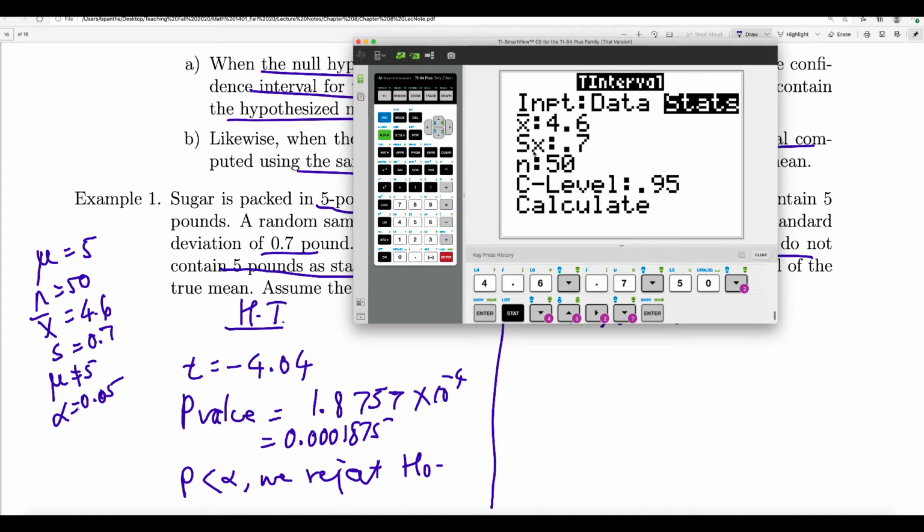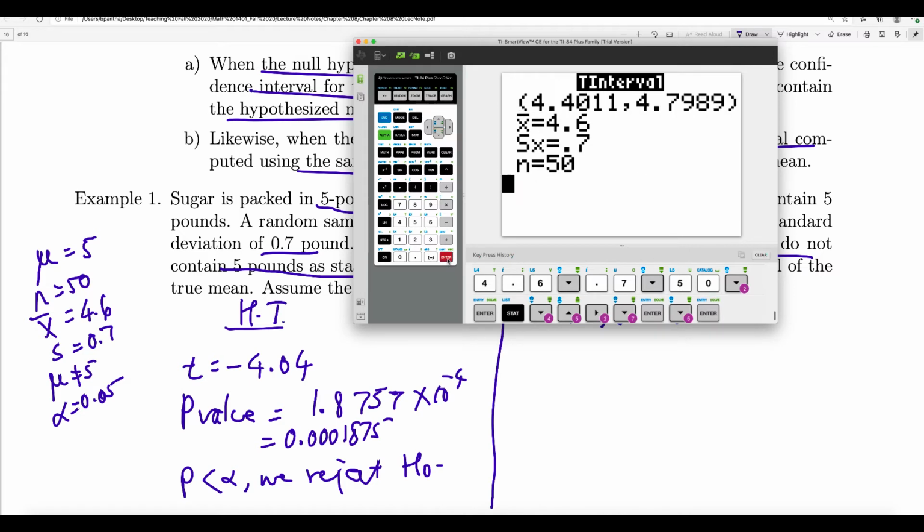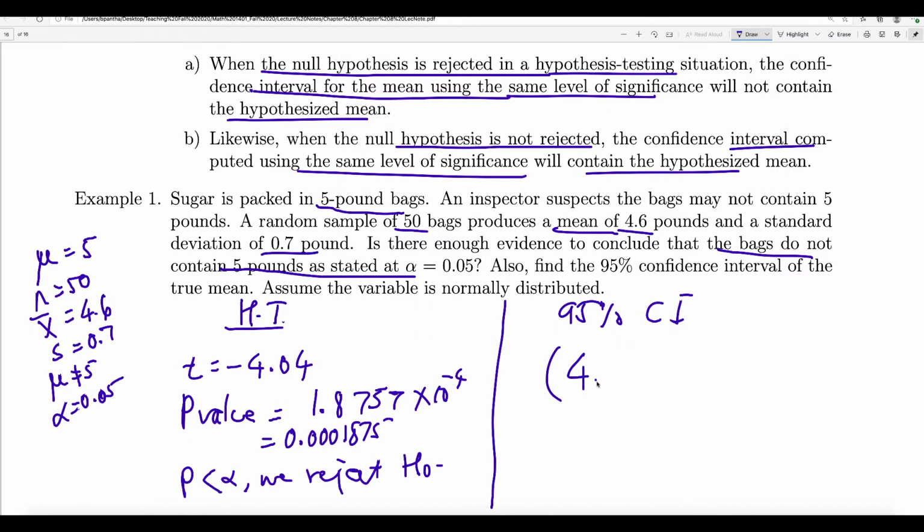x bar is 4.6, Sx is 0.7. Actually, it is copying from the t-test. Okay, n is 50. We have that. And then the C level is 0.95. Okay, so basically we go to calculate, and I got 4.40 and 4.79. So the 95% confidence interval is 4.40 to 4.79.